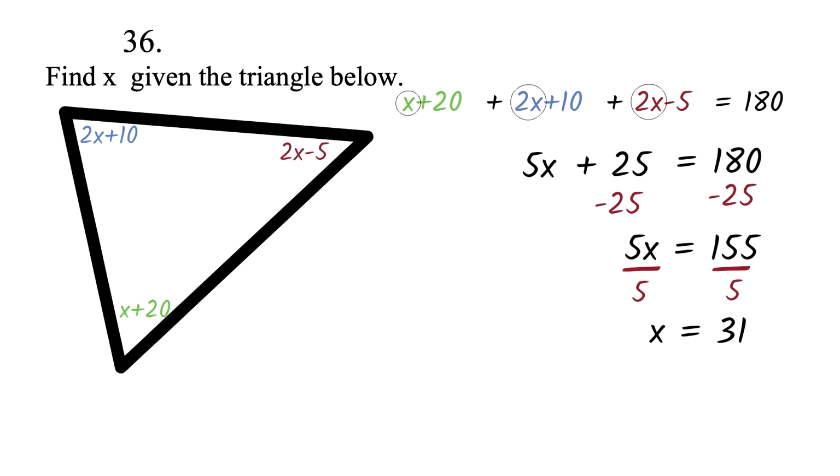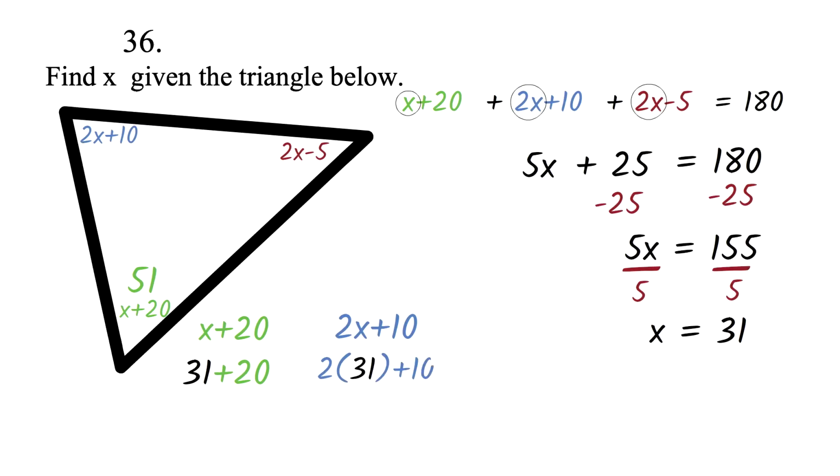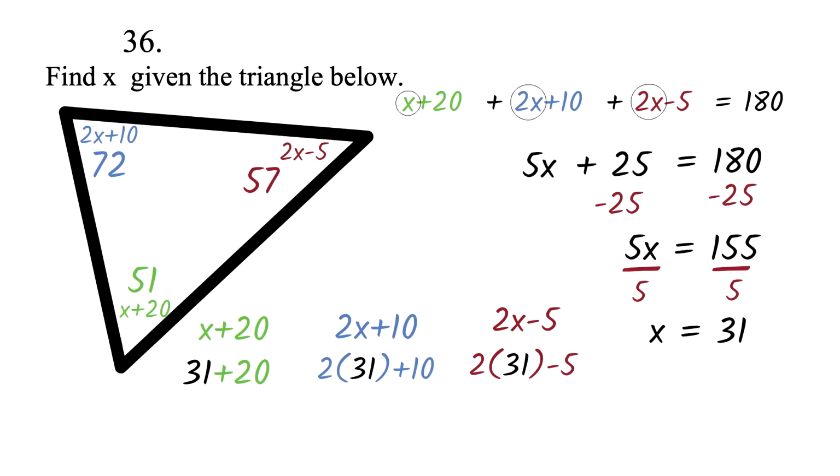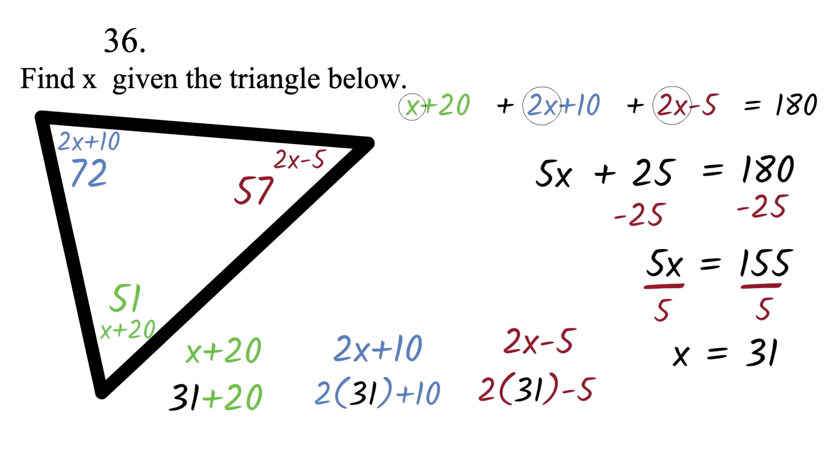We could have been asked to find the actual angles. In this case, we would replace the x in each of the angles with 31. So for the angle x plus 20, we will have 31 plus 20 to get 51 degrees here. For the angle 2x plus 10, we will have 2 times 31 plus 10. This will be 72 degrees. And finally, for the angle 2x minus 5, we will have 2 times 31 minus 5. This will be 57 degrees. We can see that when we add these three values, we will get 180.